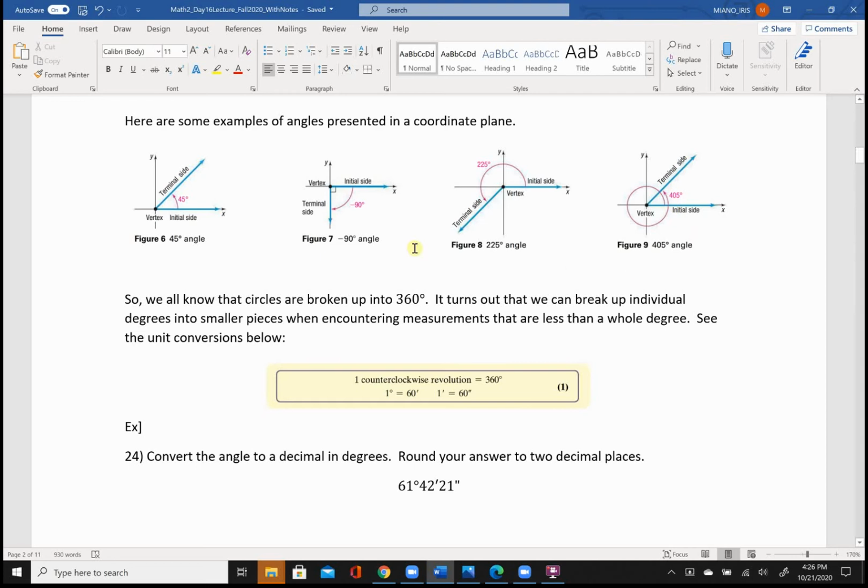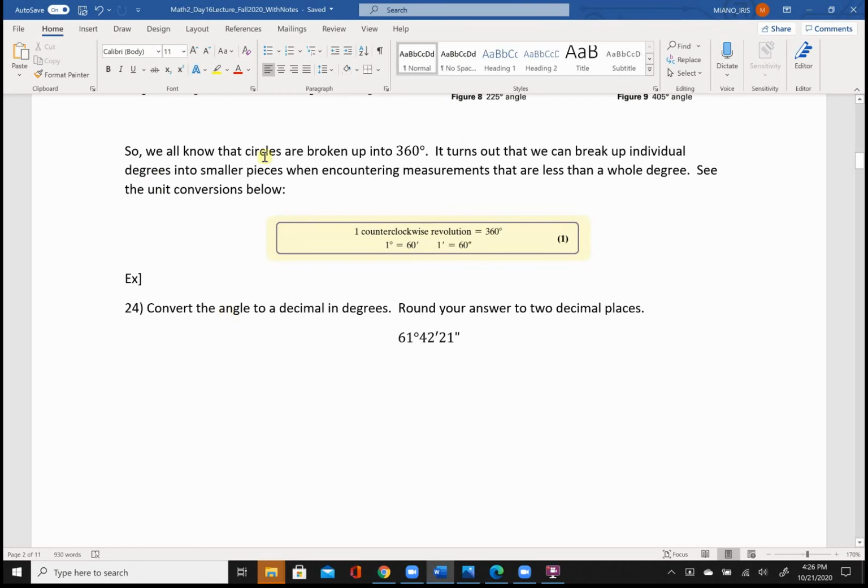And hopefully the visual is very striking comparing figure 6 to figure 9. You can see that the blue terminal side lines up between those two. So we can say that those angle measures are equivalent as far as their end result is concerned. Now, so 360 degrees, yes.